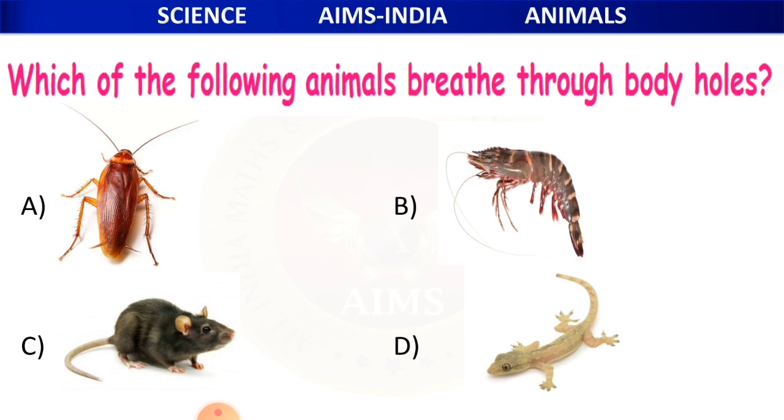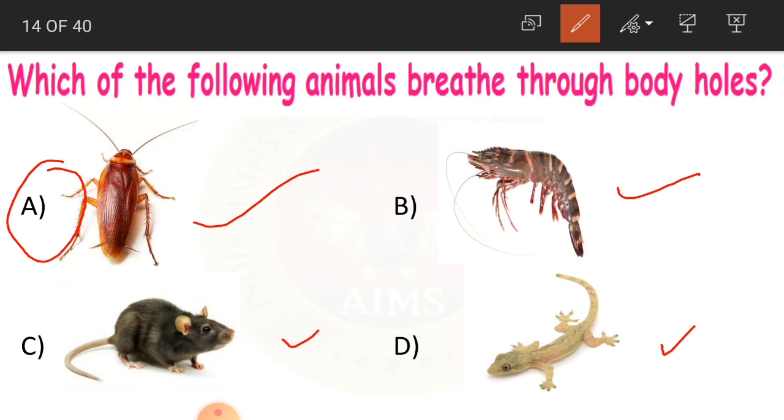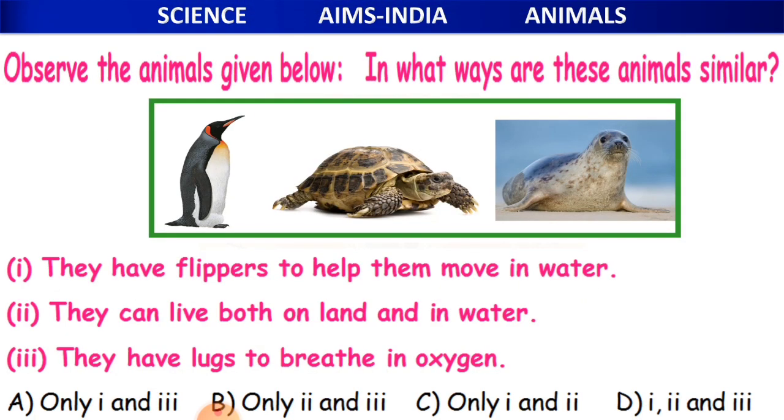Now, which of the following animals breathe through body holes? Okay, children. Here in the picture, you have got a cockroach. These are prawns. This is a rat and this is a lizard. Which can breathe through body holes? So that we have to identify. That is the cockroach, A option. This is the correct answer. Clear, children?